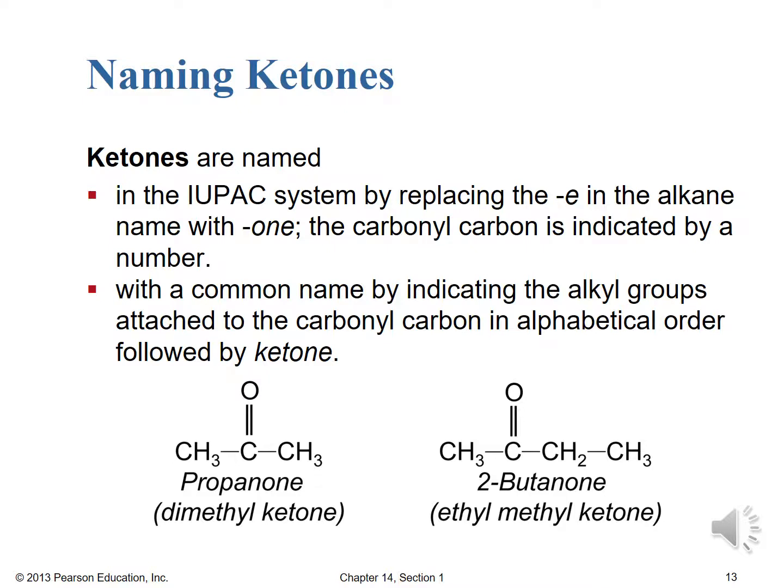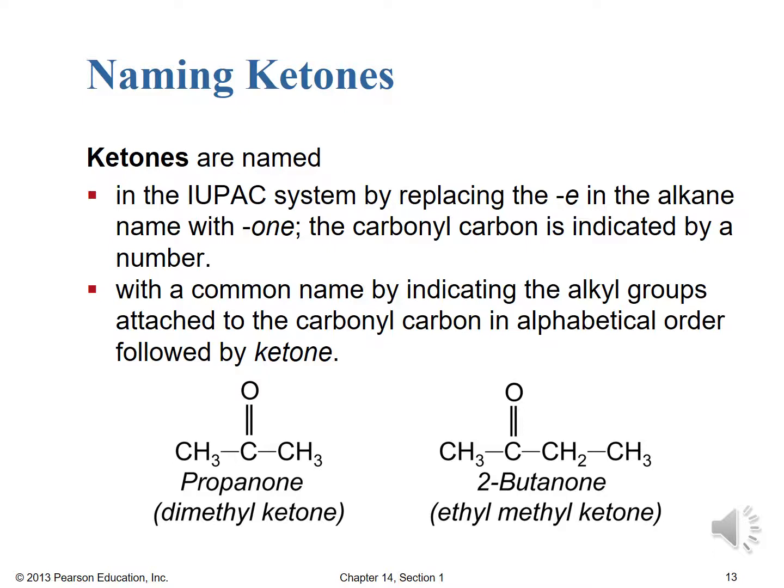With a common name, we can also name them by indicating the alkyl groups attached to the carbonyl carbon in alphabetical order, followed by ketone. Notice there we don't have numbering present. If we look down at these examples, we don't number it as 2-propanone because there's no other way to have it. If it's propanone, there are 3 carbons, and carbon 2 has to have the carbonyl because we can't have a ketone at the end of a molecule.